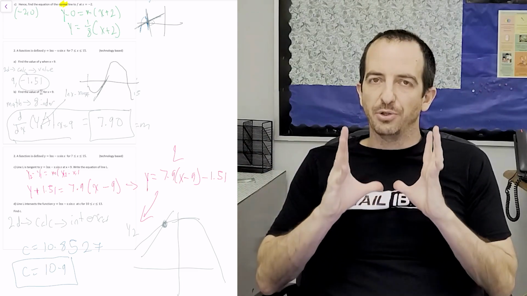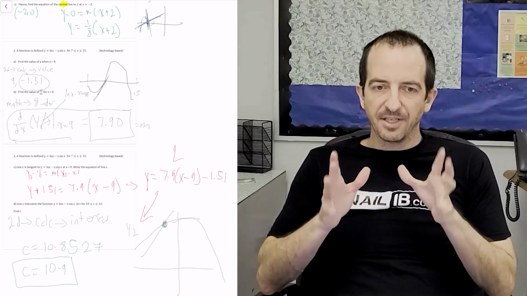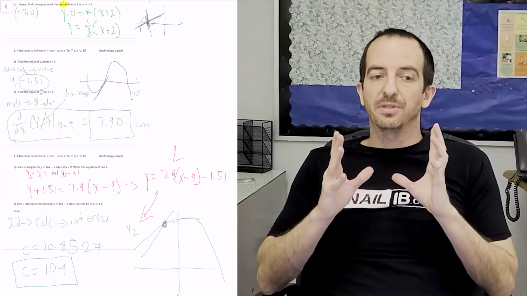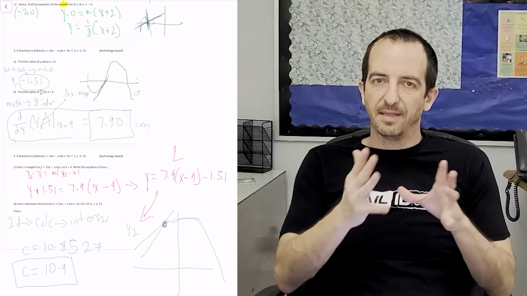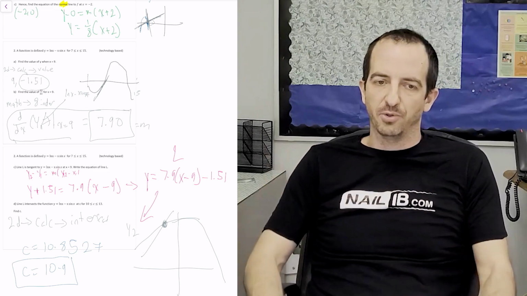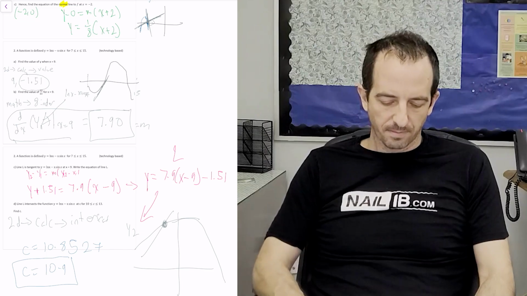But here they just wanted you to get the actual value, use that value to get the tangent line equation, and then use your calculator again to figure out what the intersection will be. After that tangent point, what is the next intersection between the tangent line and the function?